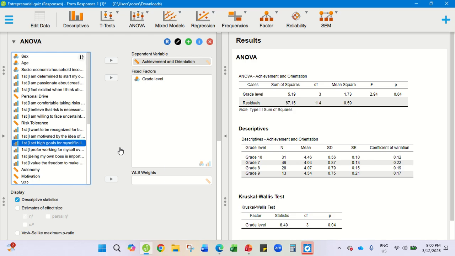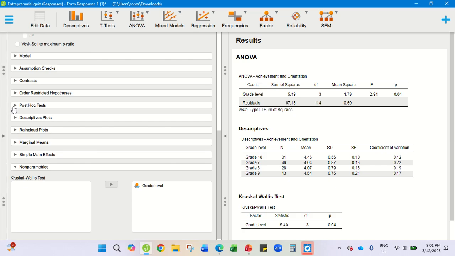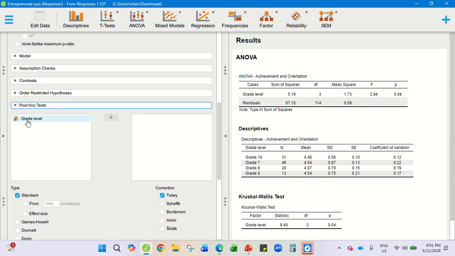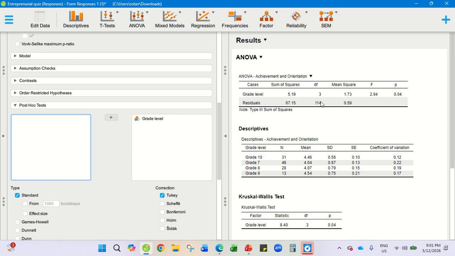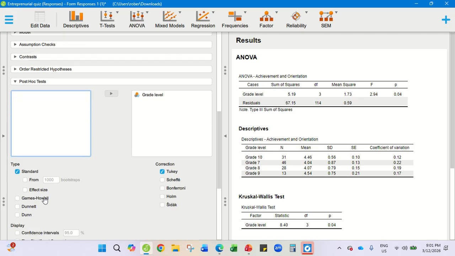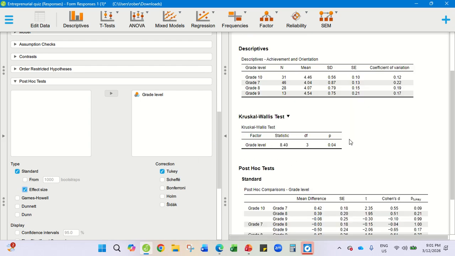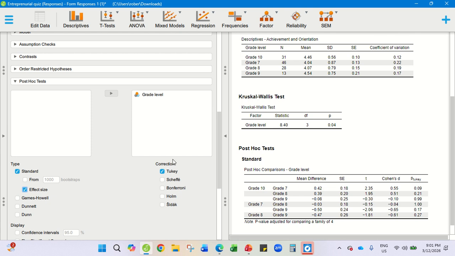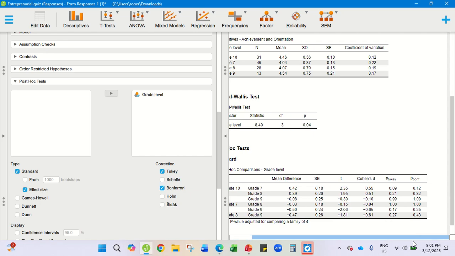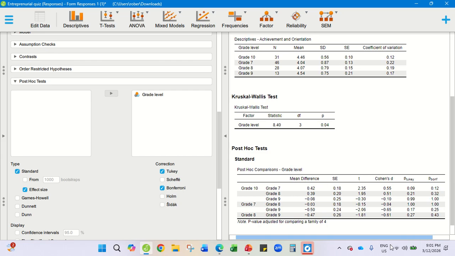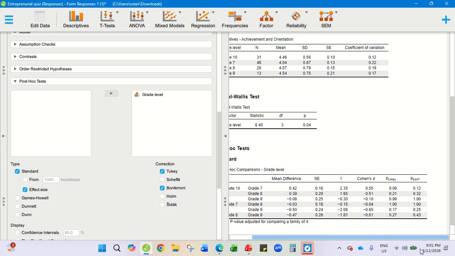Now, if there is such a case, we can go to the post hoc test. The post hoc test would show the comparison. We look at here. So for the comparison, 0.05 divided by 4. So as you can see at the p-value, they are different.